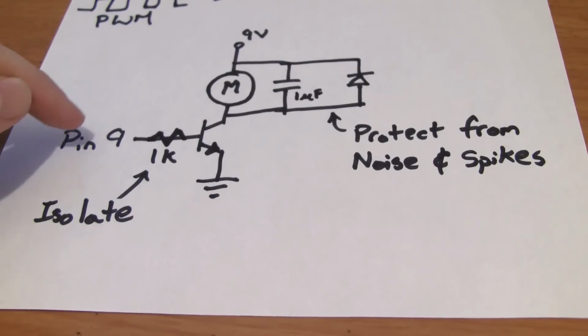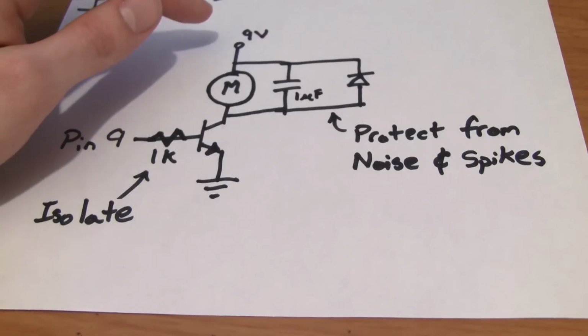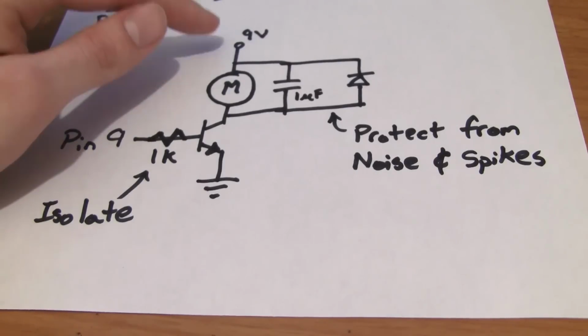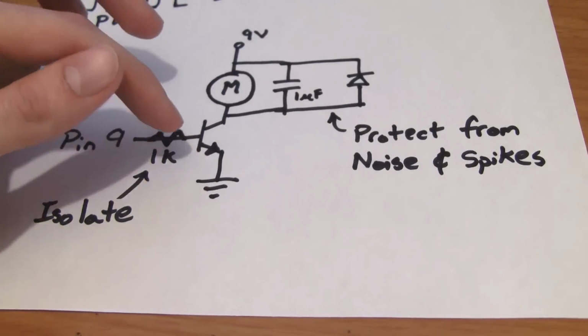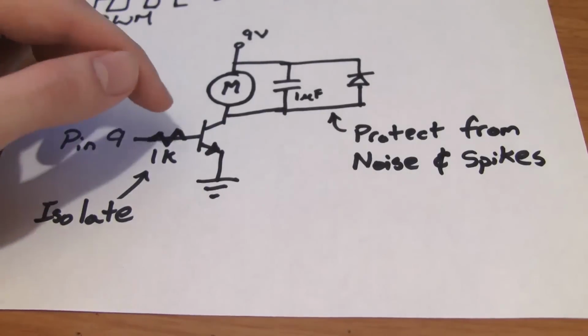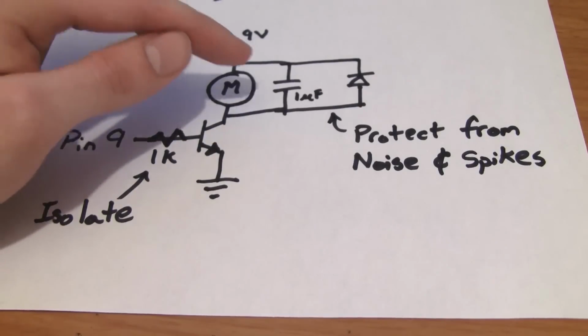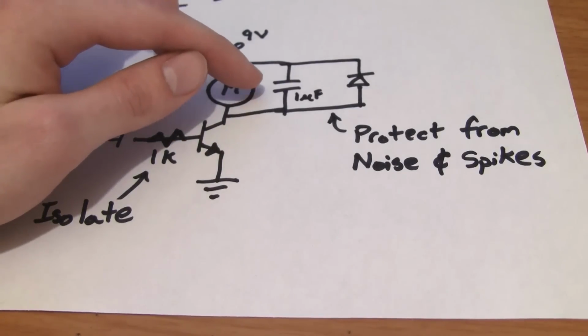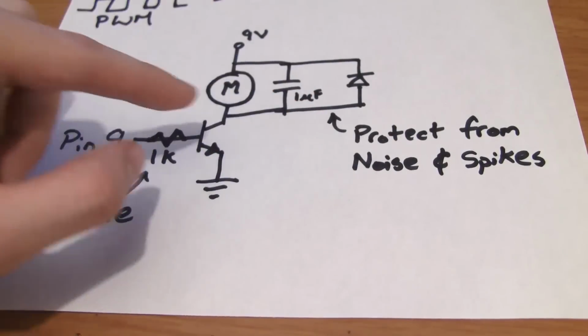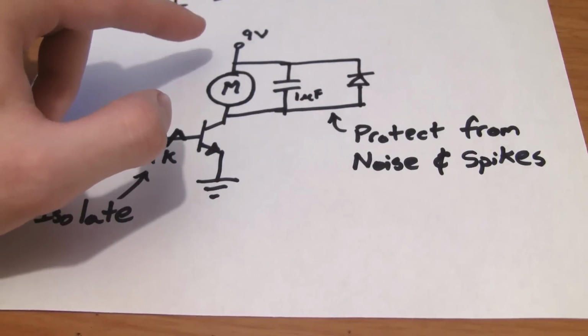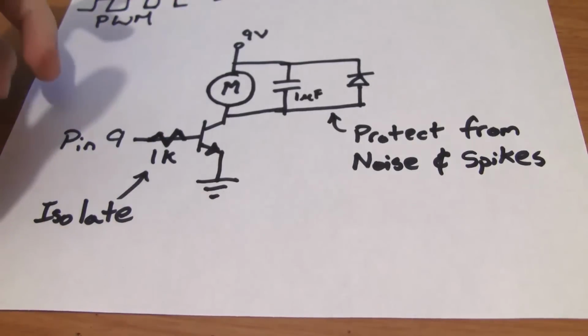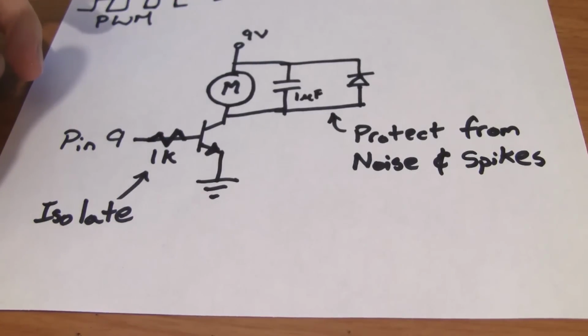As the signal on pin 9 goes up and down, different amounts of current will be allowed to flow from 9 volts through the motor down to ground. When the base is high, current will flow through the motor and allow it to turn. We also add a 1 microfarad capacitor and a diode pointing from the collector to 9 volts to help protect us from noise and spikes that are generally created by motors.